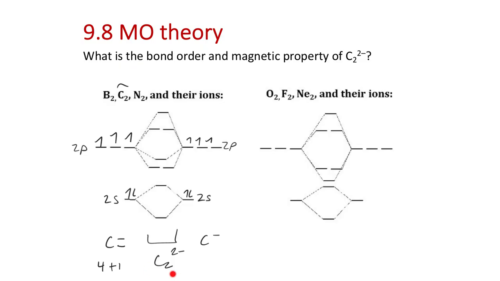But then if we're looking at C2 2-, we could also just say, well, it's just 2 times 4 electrons plus 2 for the negative charge. So I just need to fill 10 electrons into the diagram in order of low energy to high energy. So I'm just filling in 2, 4, 6, 8, 10 electrons. So I can easily count the electrons in C2 2- without even thinking about C- and C-.